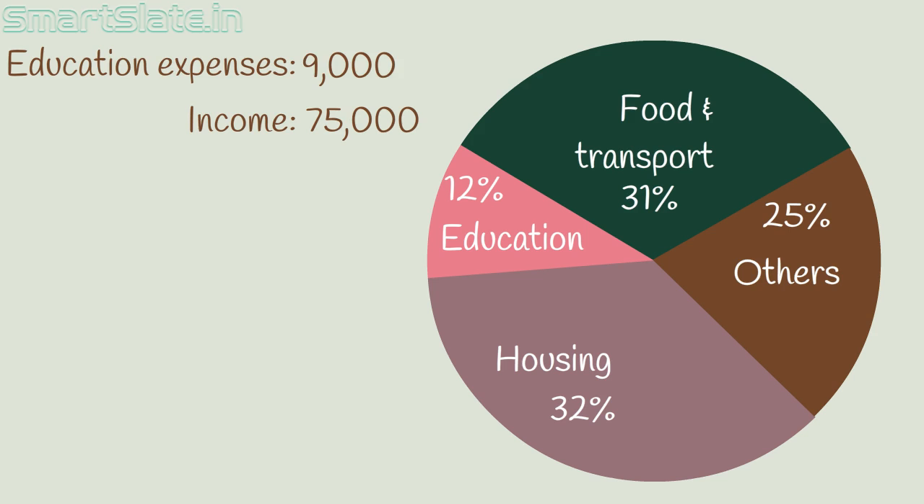If family had income of 1 lakh, then according to this pie chart, expenditure on education is 12,000 because 12% of 1 lakh is 12,000. By looking at the graph and income of the family, you can easily calculate their expenditure on food, transport, housing and etc. This is how we analyze and interpret the graphs.